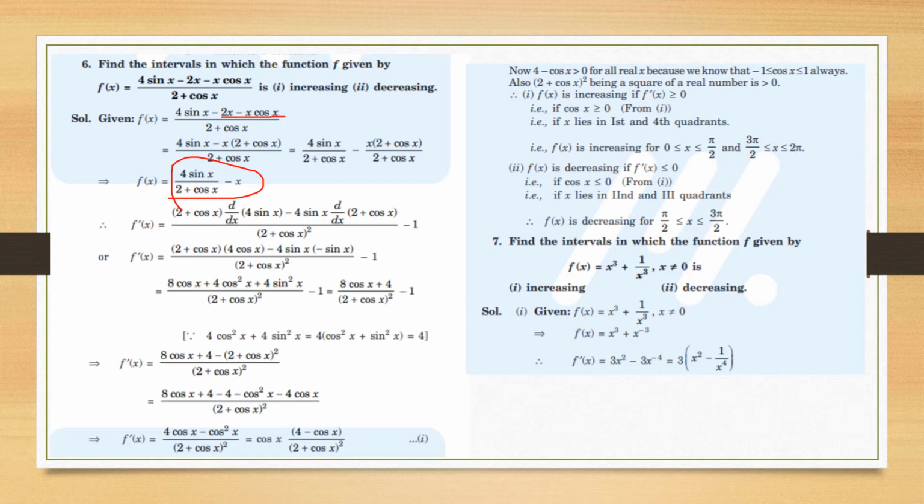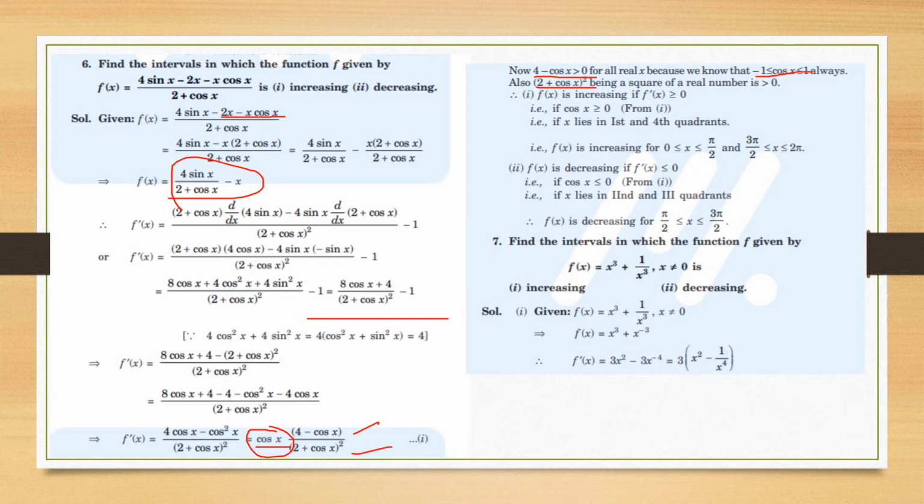Use the quotient rule on this side, take the LCM. We have done such types of questions in your main exercise of increasing decreasing function also. So I'll get it as 4 cos x minus cos square x upon 2 plus cos x whole square. Take cos x common: it is 4 minus cos x, and 2 plus cos x whole square. Now you know the value of cos lies only between minus 1 and 1, so 4 minus cos x will always be positive, and the denominator 2 plus cos x whole square is always positive. So everything depends upon the cos x outside.